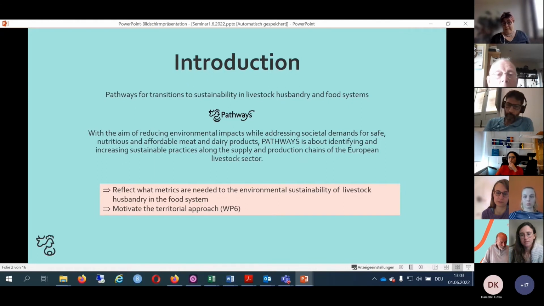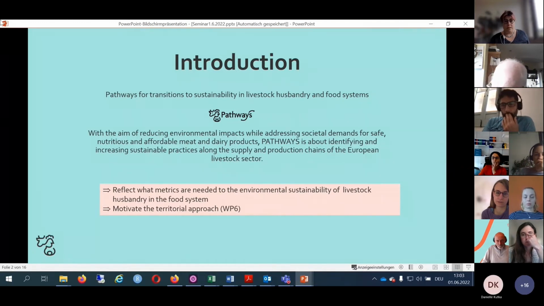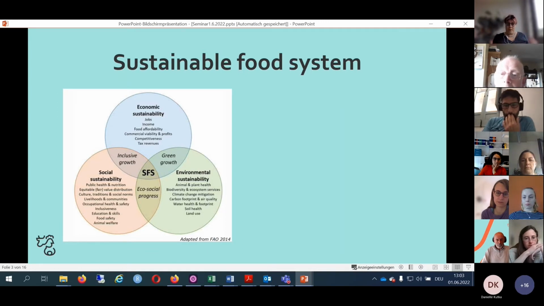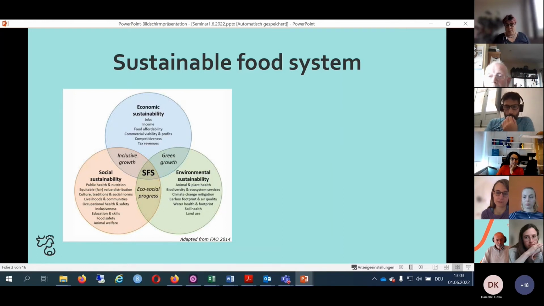Today, I want to reflect on what metrics are needed for the environmental sustainability of livestock husbandry in the food systems, and help us or motivate a bit better what we try to do in work package 6 on the territorial approaches. So I took this graphic, which is from the European Union, adapted from the FAO, which describes what a sustainable food system is. And we all know this graphic, where we look at the environment, the social, and the economic part of a system.